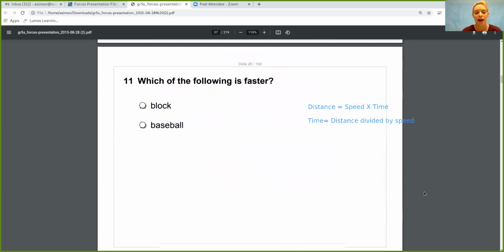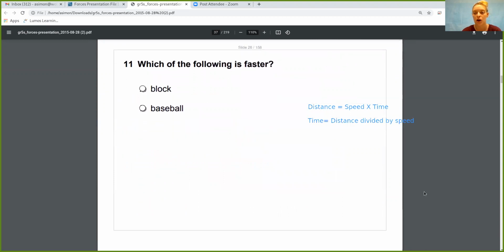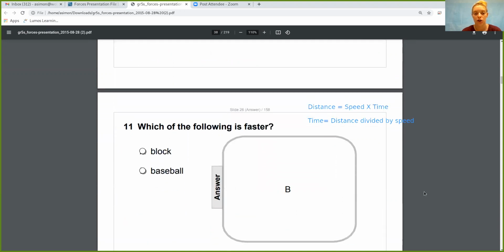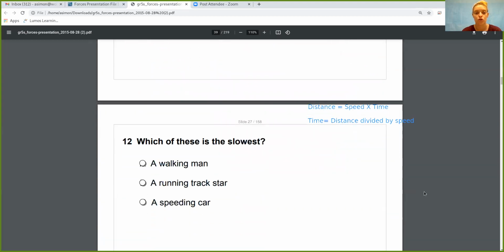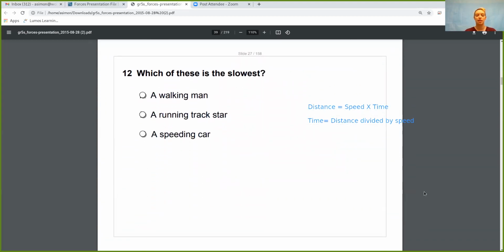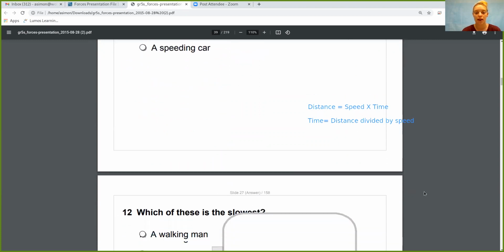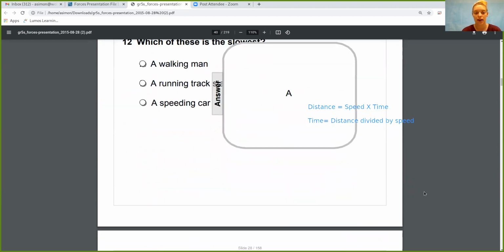Which of the following is faster, a block or a baseball? So if I threw both of those things, which is going to be faster? If you said a baseball, you are correct. Which of these is the slowest? A walking man, a running track star, or a speeding car? The slowest. If you said a walking man, you are correct. A.